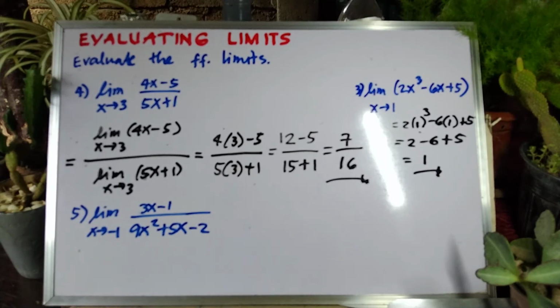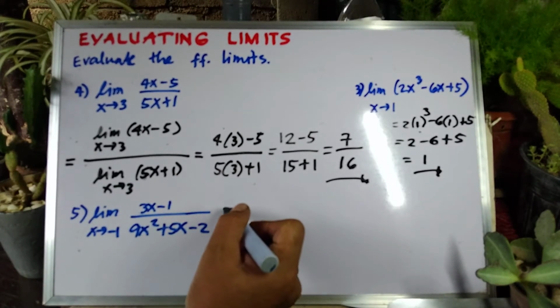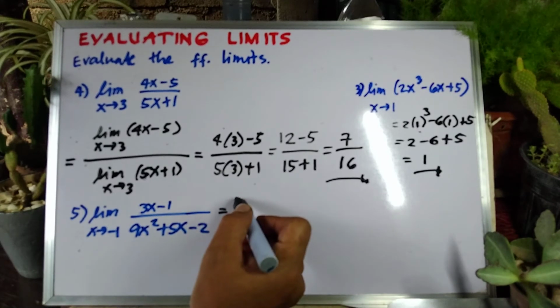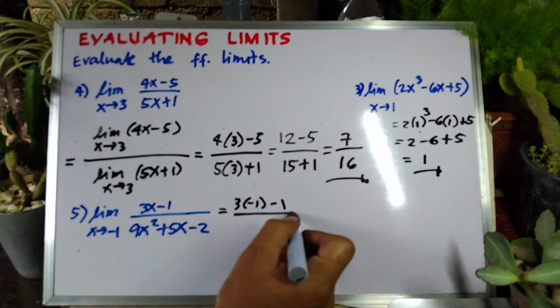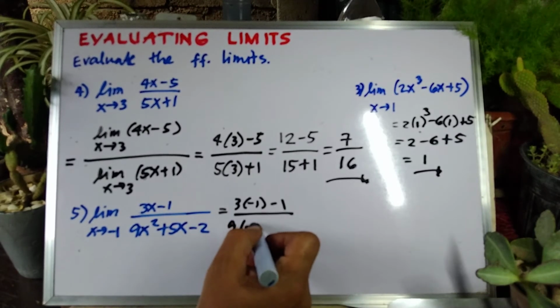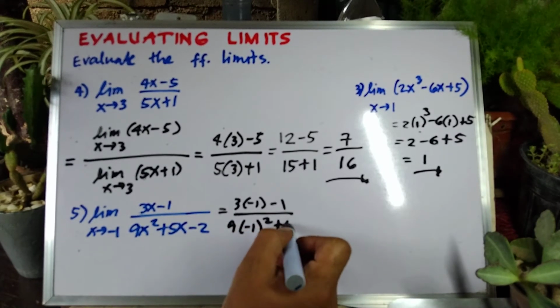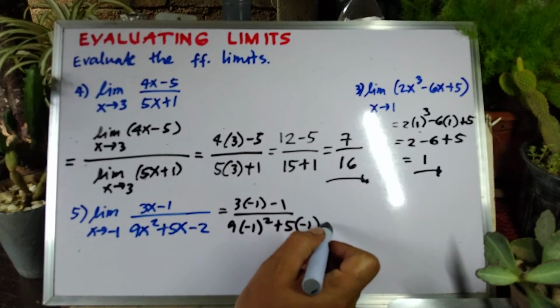Okay, so you have here. Kung master na kayo ha, I presume, just substitute the value of x. 3 times negative 1 minus 1 over 9 times negative 1 squared plus 5 times negative 1 minus 2.